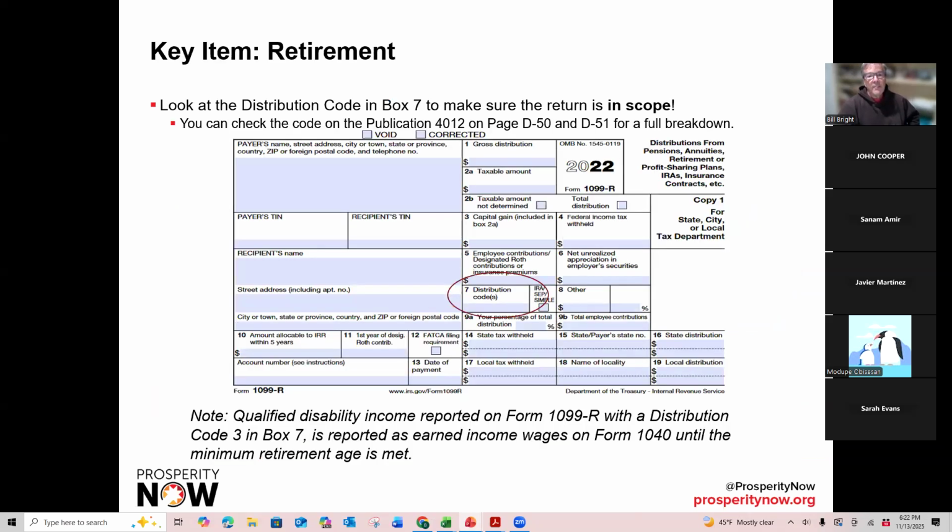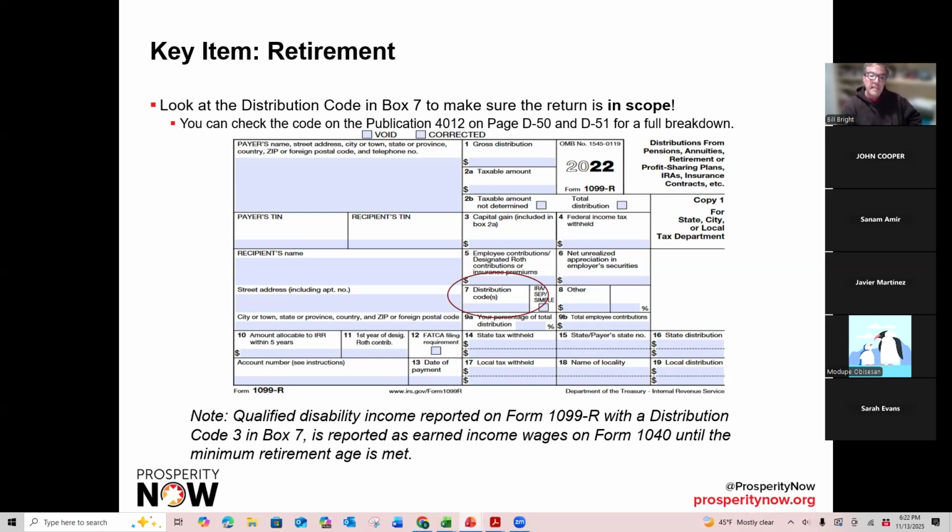Okay, key item in retirement is what drives box seven. The ones that we see primarily are a seven, which is a regular distribution, someone's 59 and a half or older, it's just taxed as ordinary income. If it's a three or a four, that's death or disability. Again, generally the same thing. If it's disability, okay, and they're under 65, that will be treated as ordinary wages for purposes of determining whether or not they can qualify for the earned income credit.